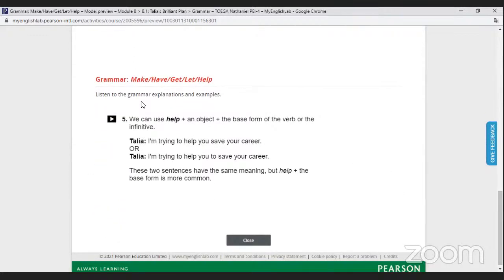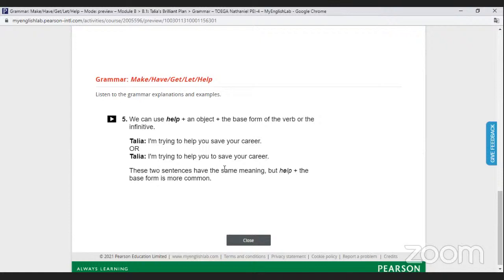And number five, we can use help, an object, and the base form of the verb or the infinitive, like saying, I'm trying to help you save your career, right? Or I'm trying to help you to save your career.